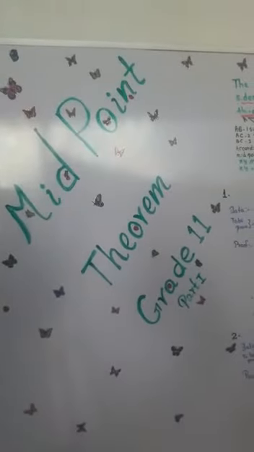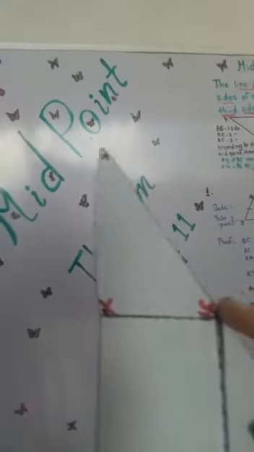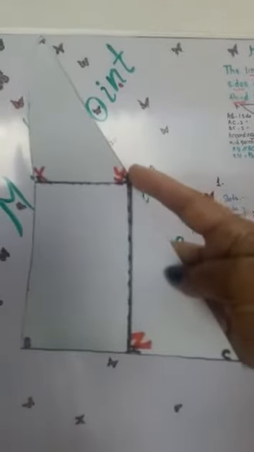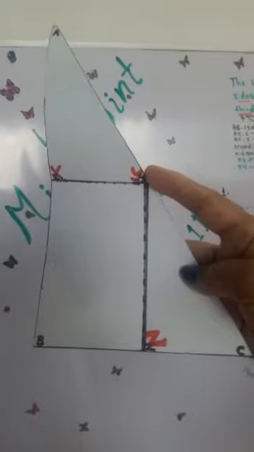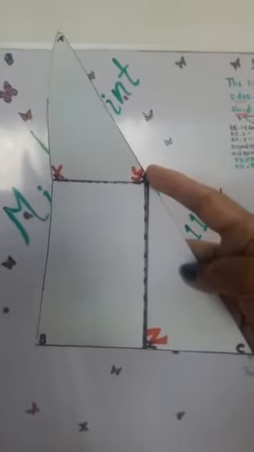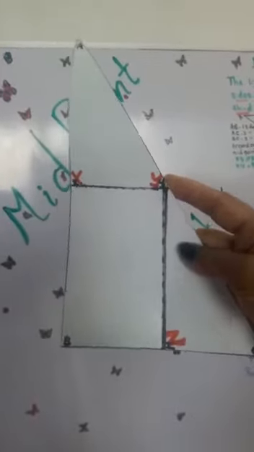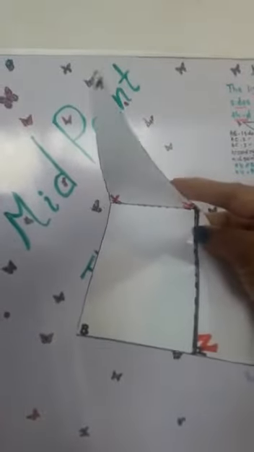Midpoint Theorem, Grade 11, Part 1. This is a triangle ABC. The triangle has three sides, AB, AC and BC. Let's find midpoints of these sides. We'll bring A to B.